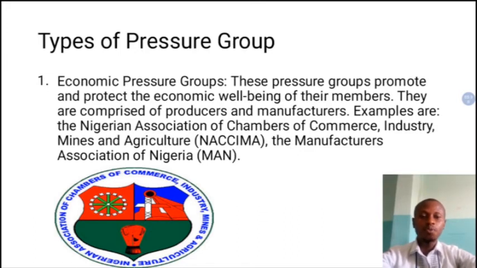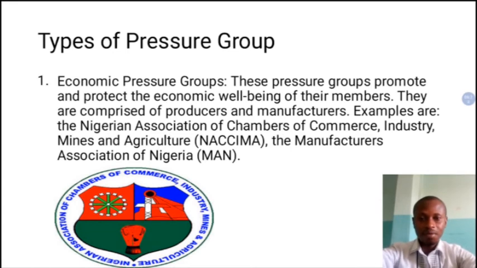Any pressure group that is economic in nature will have its members, those who are into production and manufacturing. They come together to form a pressure group that will protect their interest and promote their economic well-being, influence the government so the government will make policies that will better their lot, that will provide them with an enabling environment where they can do their production and achieve their aim. Okay? Now we have examples of such pressure groups.